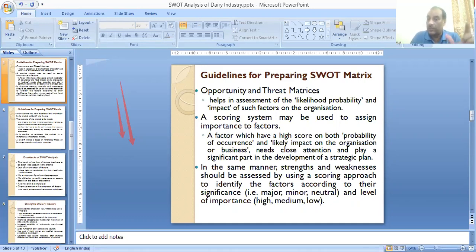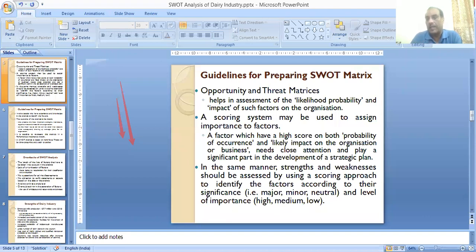And the factors which have high probability of occurrence and likely impact, which is going to impact the organization regularly, and which can create high impact. So the factors which have high probability of occurrence and high impact need close attention, need immediate attention. We will have to consider those factors, and then make a plan accordingly. We will have to make a strategy accordingly. So those factors should be given the top priority while making a strategic plan.